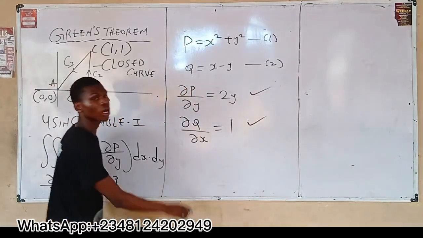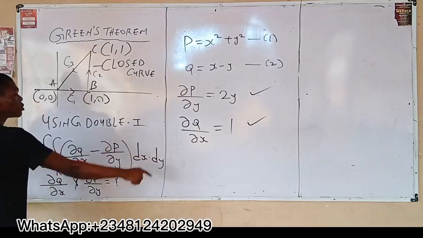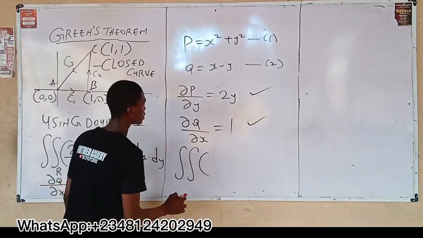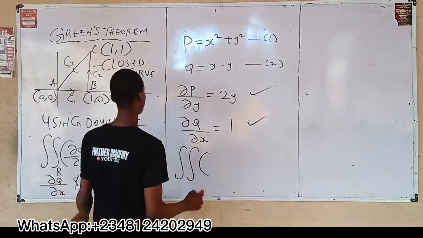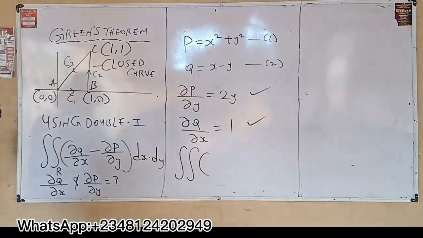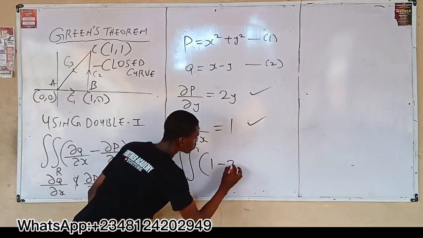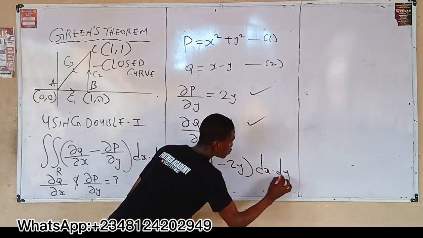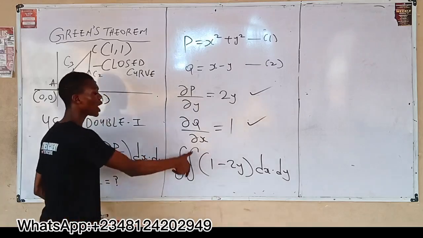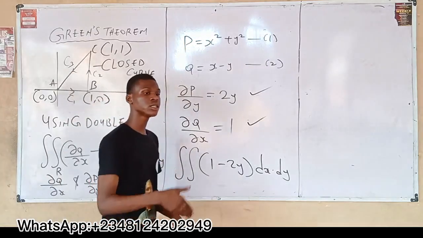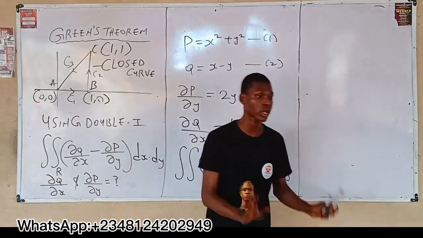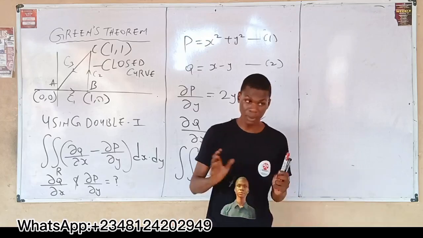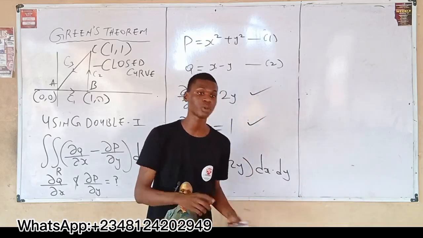Now substitute what you've gotten into your double integral formula, meaning you have double integral, all into bracket, 1 minus 2y, multiplied by dx dy. Now the question is, how do I get this limit? When your closed curve was a square, we got the limit from the vertices, right? Similarly, we are going to get the limit too from the vertices.